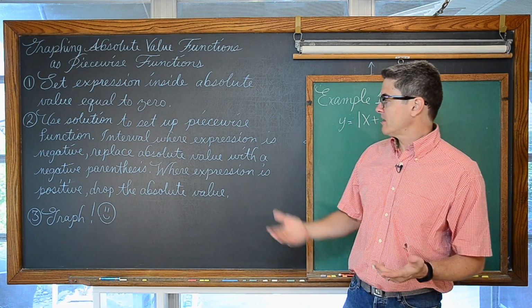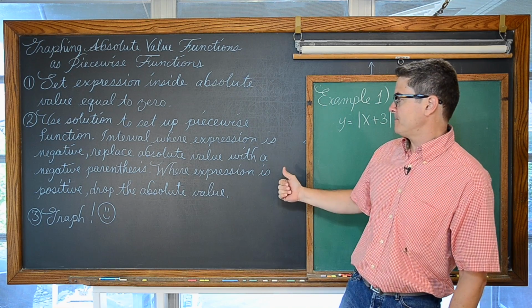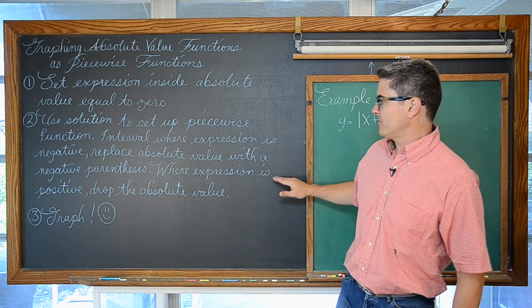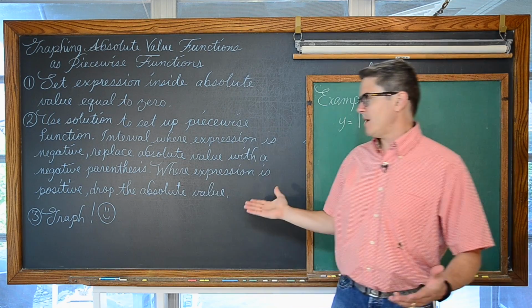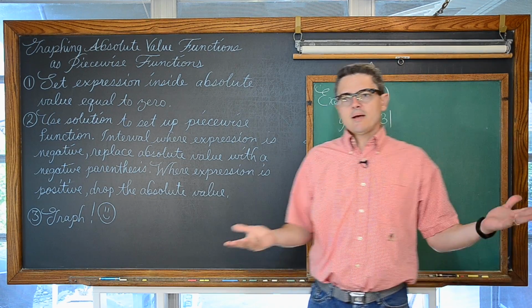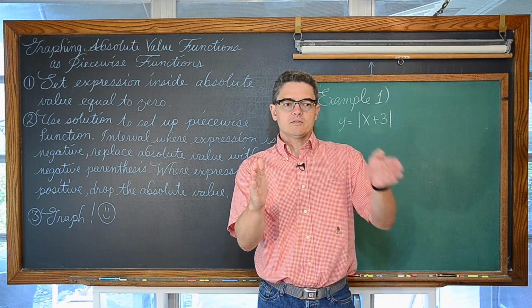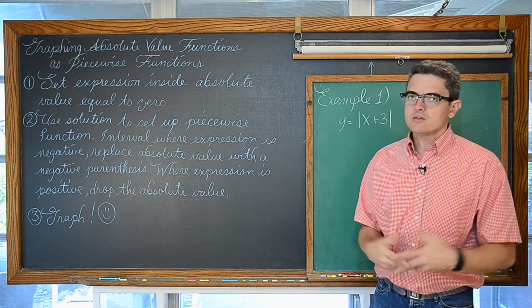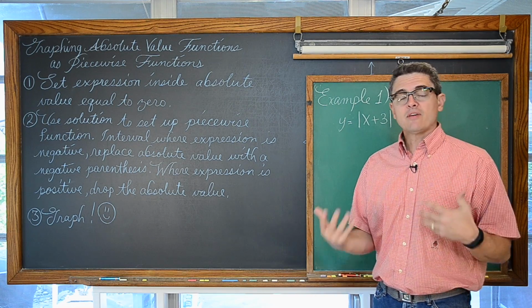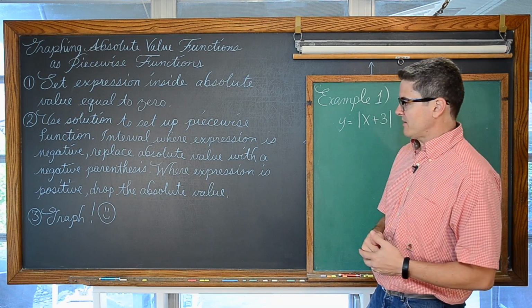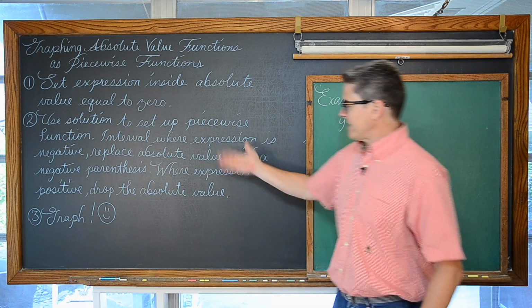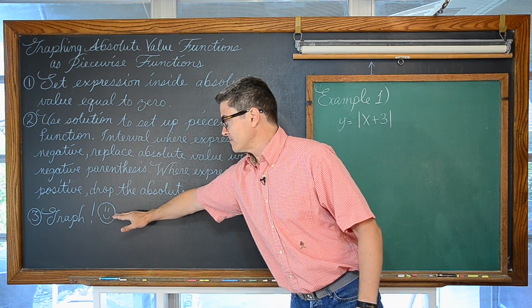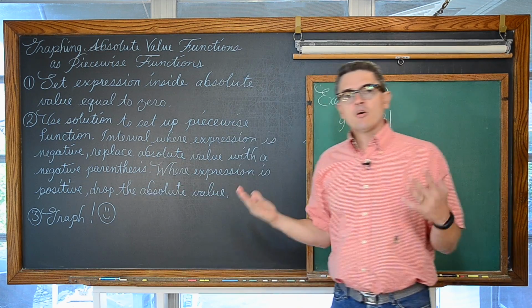Whereas where the expression is positive, we're going to just simply drop the absolute value. If you take the absolute value of +3, that's 1, 2, 3 steps away from 0 on the number line, so the absolute value of 3 is just 3. The absolute value function doesn't really seem to be doing anything. So for that interval, we can just drop the absolute value function notation. And then we're going to graph our piecewise function.